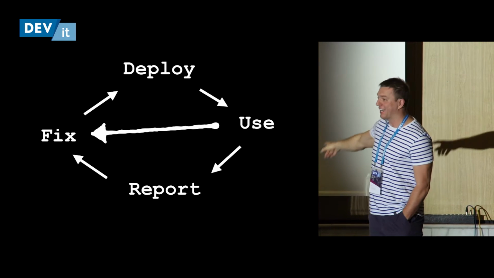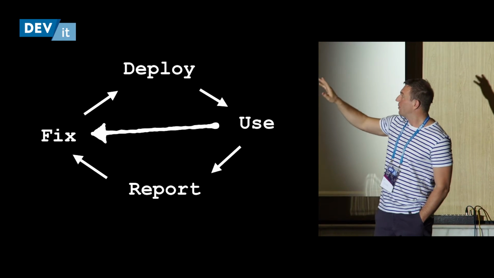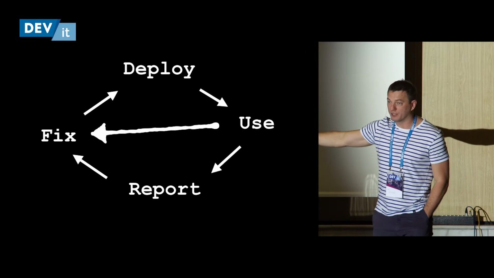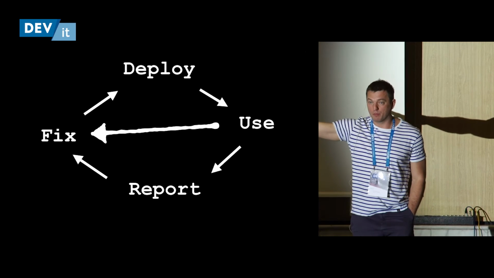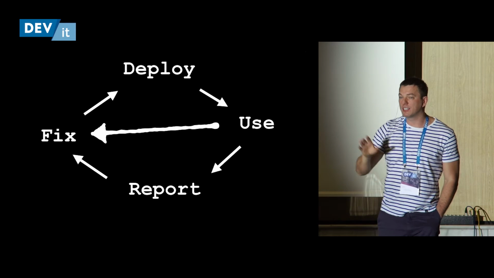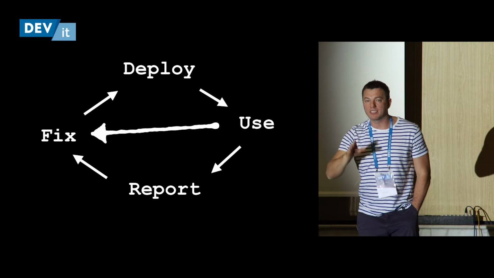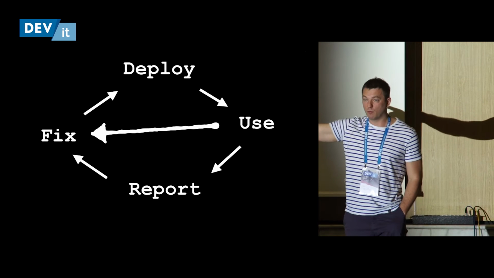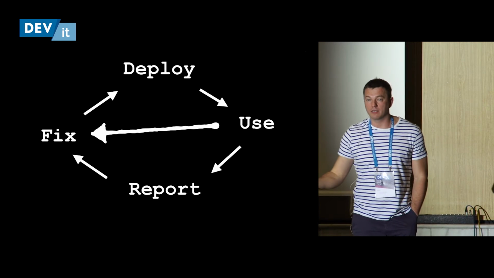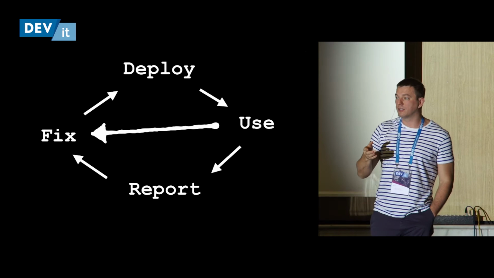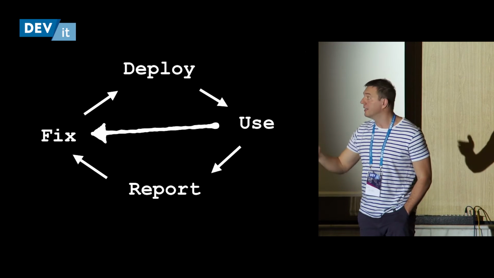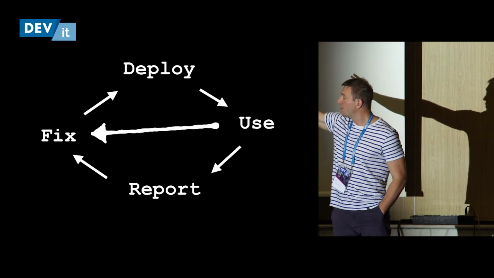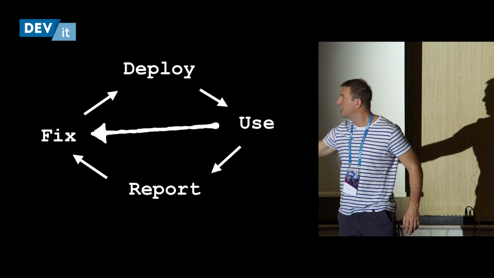So here's the cycle again. Back to that slide. We have fix, deploy, use, and report. And there is one new arrow I put there. So traditionally, when we design software with the fail-safe approach, we have this link, which is sometimes called log files, or sometimes monitoring software, something like that. So we basically remove this functionality from the end users.